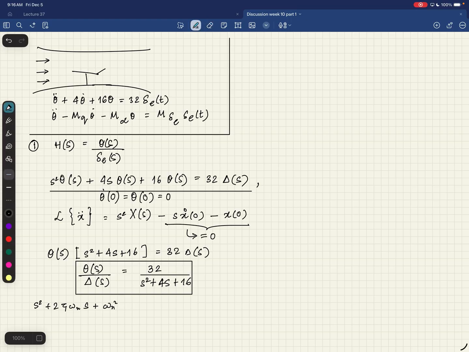And now you have s square plus 4s plus 16 in the denominator, which means that 2 zeta omega n is equal to 4 and omega n square equals 16. This should give you, I think, omega n as 4 and zeta as 0.5. Now once you have zeta 0.5, tell me whether it's underdamped, critically damped, or overdamped.